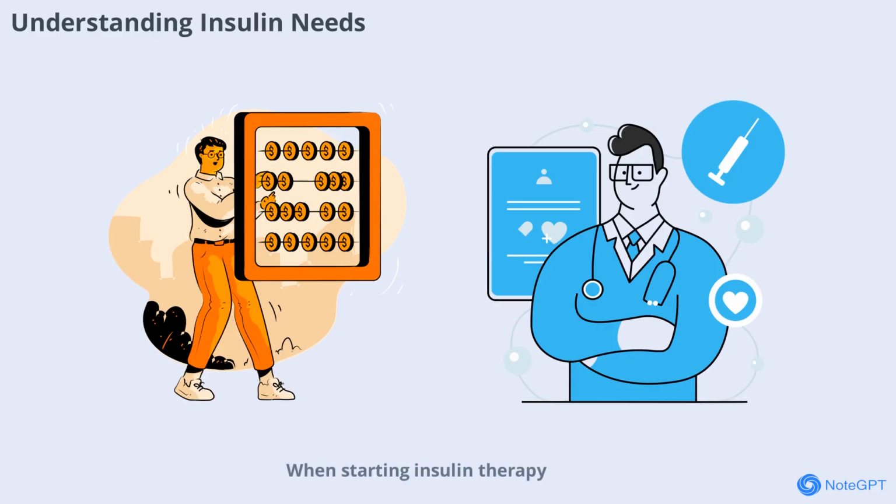In starting insulin therapy, it's crucial to determine the right total daily dose for each patient. The basal bolus method is a widely used approach that helps tailor insulin to individual needs. To begin, we estimate the total daily insulin requirement based on body weight. The typical formula is simple: multiply the patient's weight in kilograms by 0.5 units per kilogram.